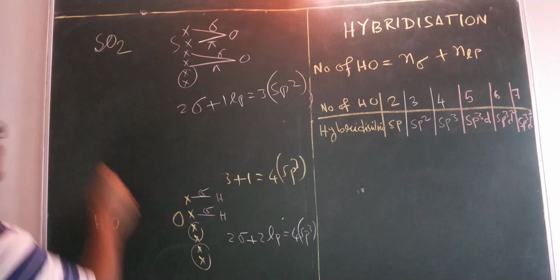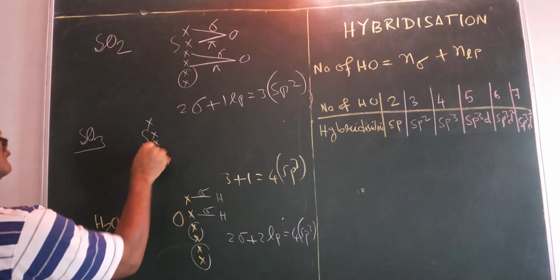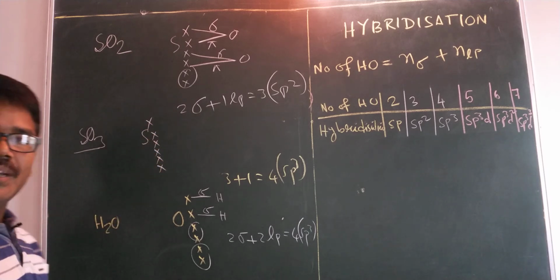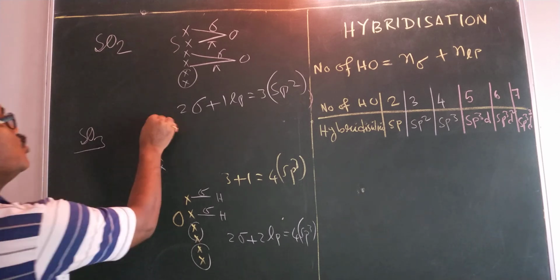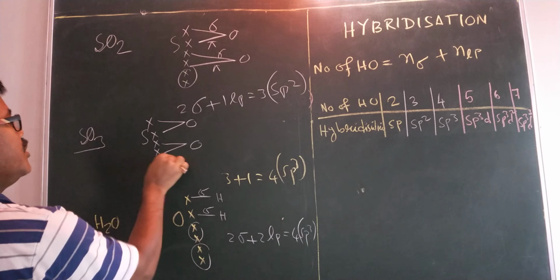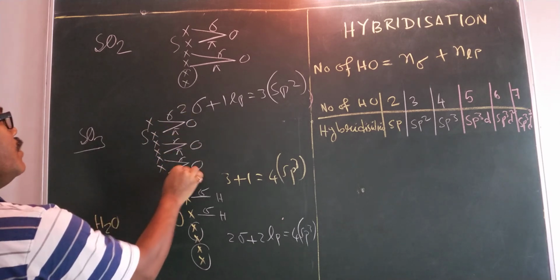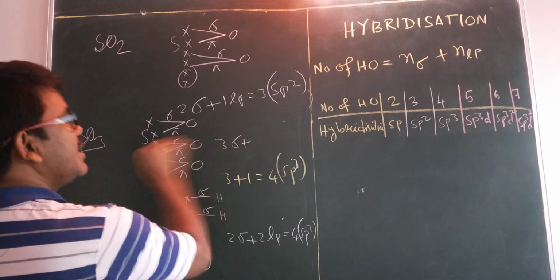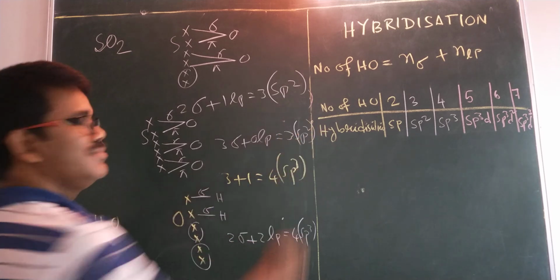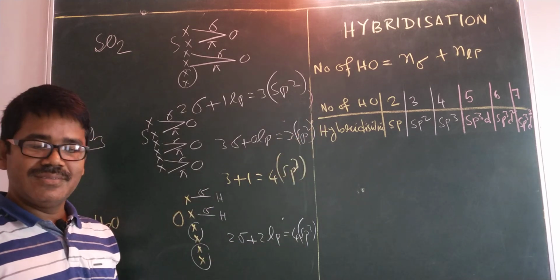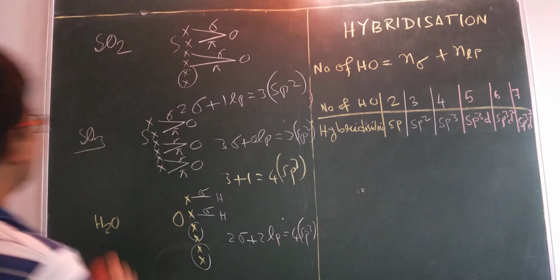Similarly, we can solve for SO3. Again, sulfur is the central atom. 1, 2, 3, 4, 5, 6. 6 valence electrons. There are 3 oxygens. Oxygens are bivalent. It will form 2 bonds. Of the 2 bonds, 1 is sigma, 1 is pi. Sigma, pi, sigma, pi. How many sigma bonds? 3 sigma bonds. Is there any lone pair? No. 0 lone pair. There is 3. 3 means what is the hybridization? Again sp2. So simple. Clear? Let us take a few more examples.